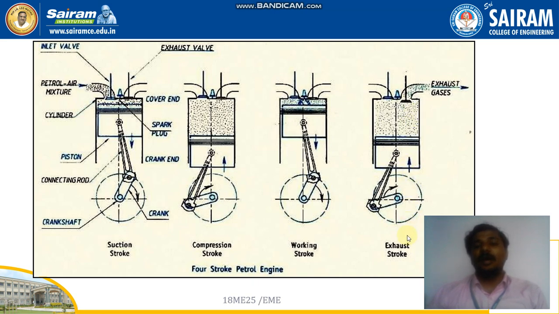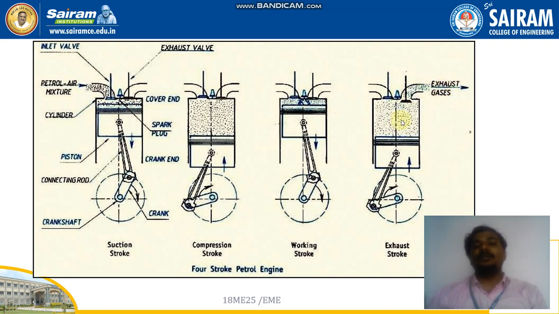Now coming to the exhaust stroke. Again the piston starts moving from top dead center to the bottom dead center. Now in this stroke, the inlet is closed and the outlet will be opened. You can see in the working stroke, both the inlet and the outlet are closed, but in the exhaust stroke the inlet is closed and only the exhaust will be open. The exhaust gases will go out through this exhaust valve only.